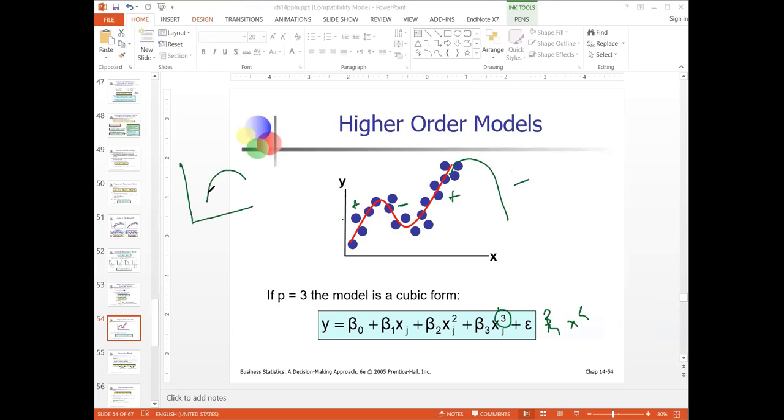If it has two shapes, we will add x square, and then x3, then 4 and 5. So in real life, you have to look at the shape of the line. If it is changing the angle three times, it should have a power of 3. So this is a cubic line because it has changed the slope three times. Okay.